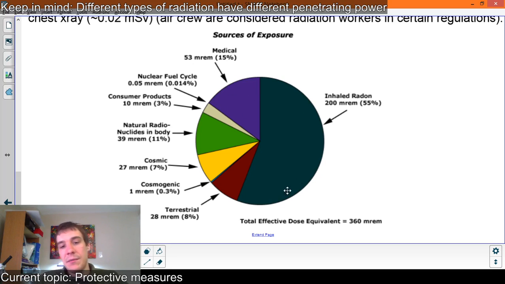And then look at this, the biggest one, inhaled radon. Radon is an alpha-emitting gas. It's a noble gas, so you can't smell it, see it, you can't detect it at all. It doesn't react with anything, so it's very, very hard to detect aside from its radiation, and that's why I had to test my house for it. Yeah, mine came back fine, or within limits anyway.